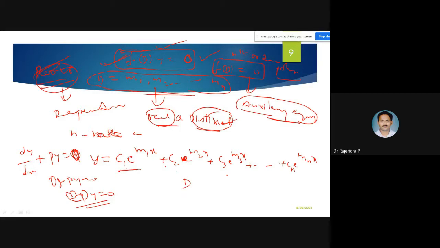Sir, can you write a little bigger? It is unclear. Actually, today there is a little problem with this writing pad, that is the reason it is not written comfortably. Just write bigger, sir, then it will be more distinct. Thank you. Definitely, I will do the same thing.